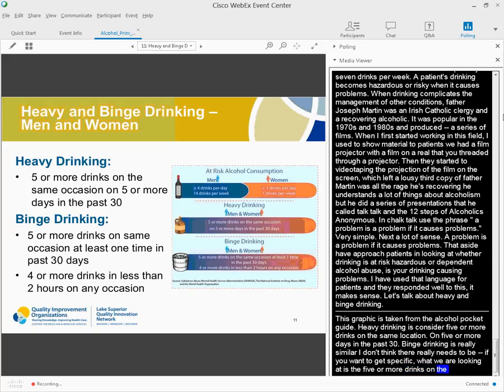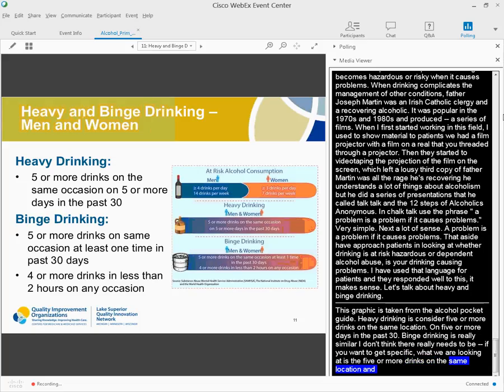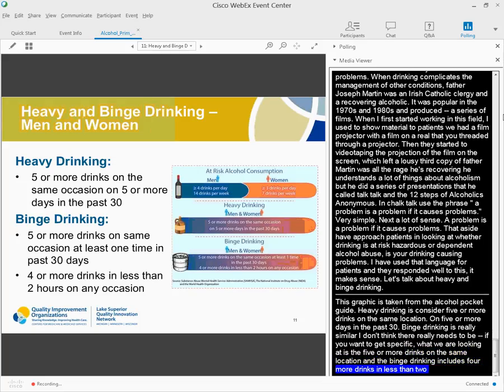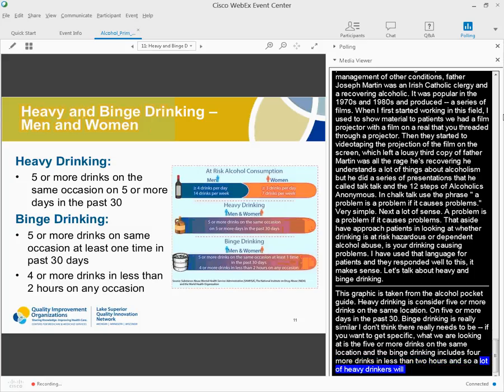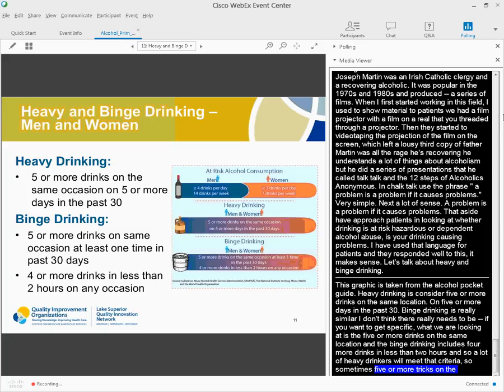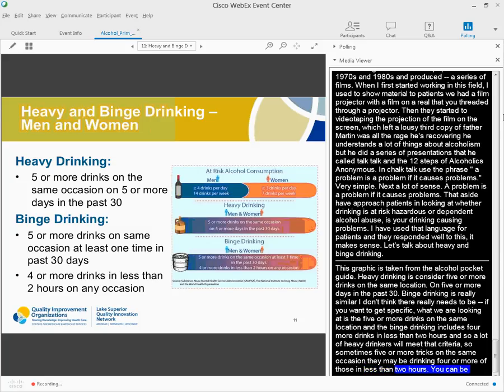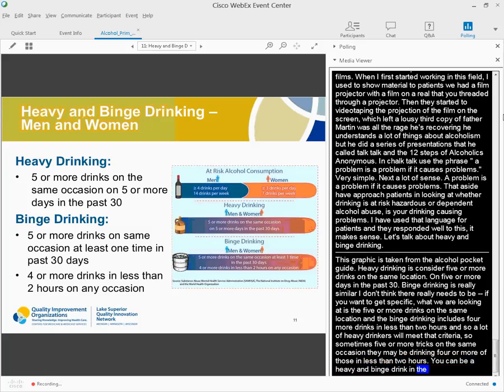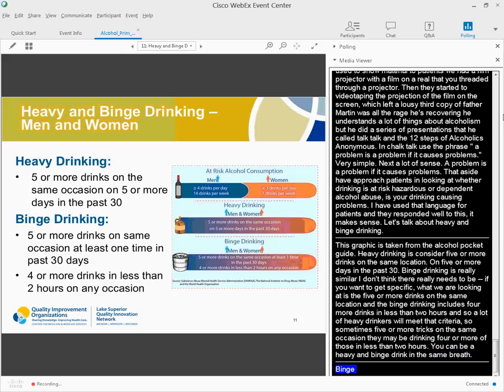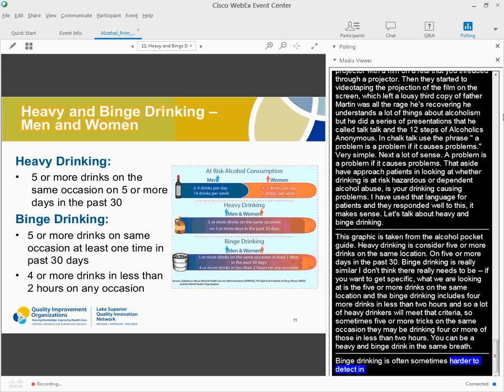So a lot of heavy drinkers will meet that criteria too. So sometimes 5 or more drinks on the same occasion, they may be drinking 4 or more of those in less than 2 hours on some occasions. So you can be a heavy and binge drinker in the same person. Now, binge drinking is sometimes harder to detect in patients and for them to identify problems related to their drinking because of the nature of binge drinking.